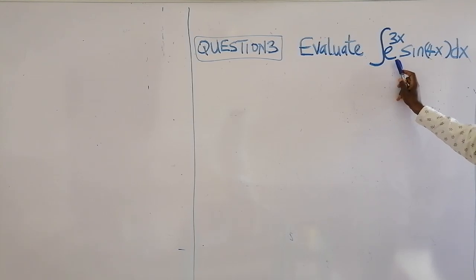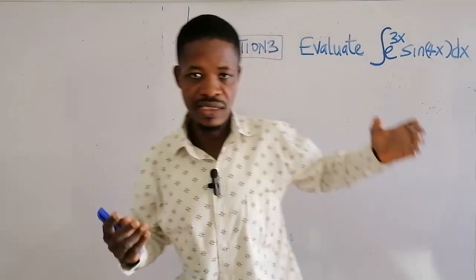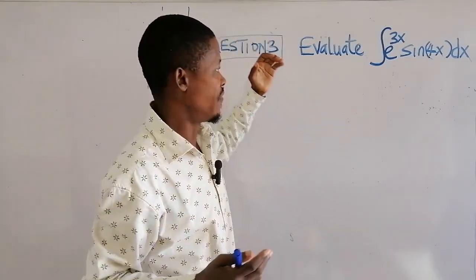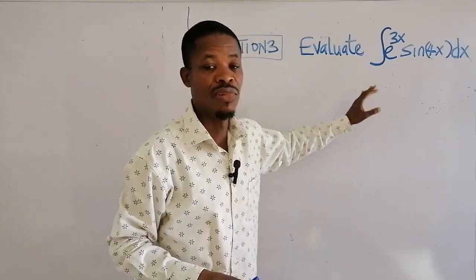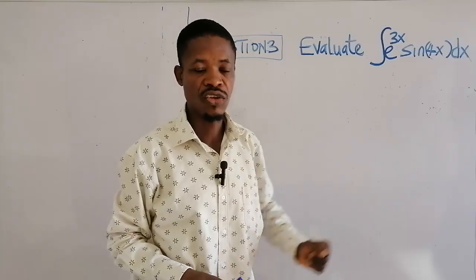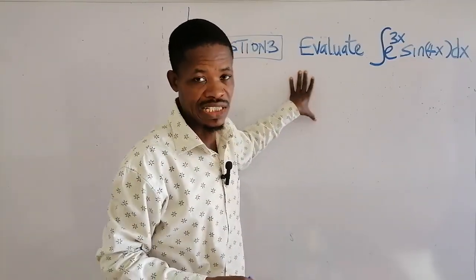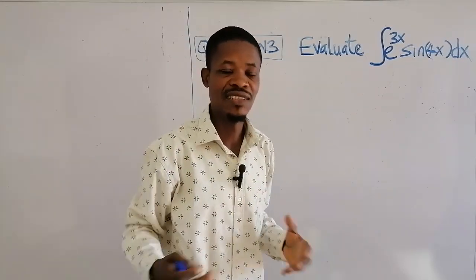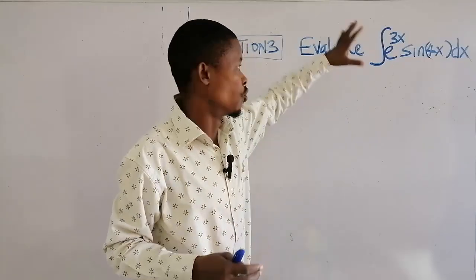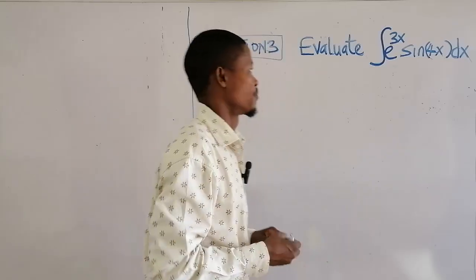Question 3. Evaluate the integral of these two products, e to the power 3x and then sine 4x dx. In this calculus 2 playlist, we've explained integration by parts. This question is integration by parts, so please watch that playlist for an in-depth understanding. This exam question we're going to do based on exam periods, so we're not going to waste time. Without much ado, let's go straight to the solution.